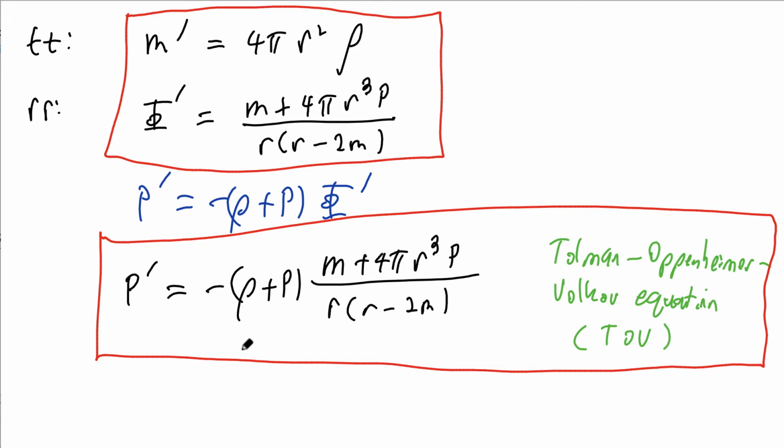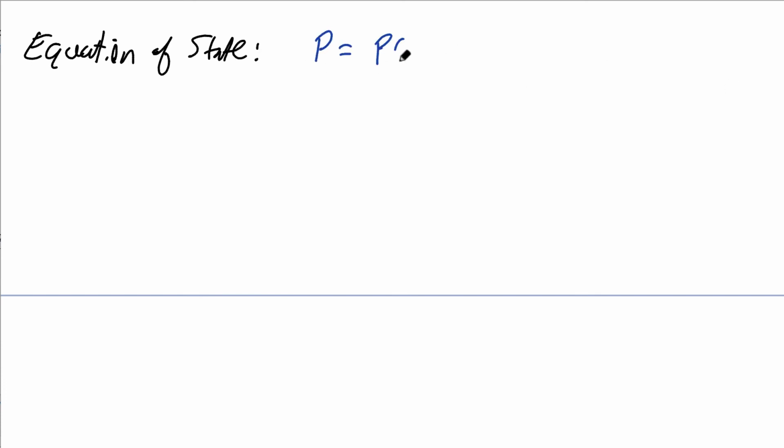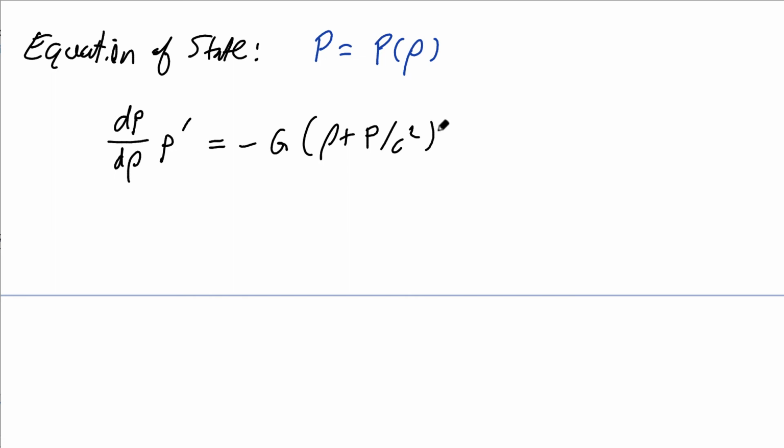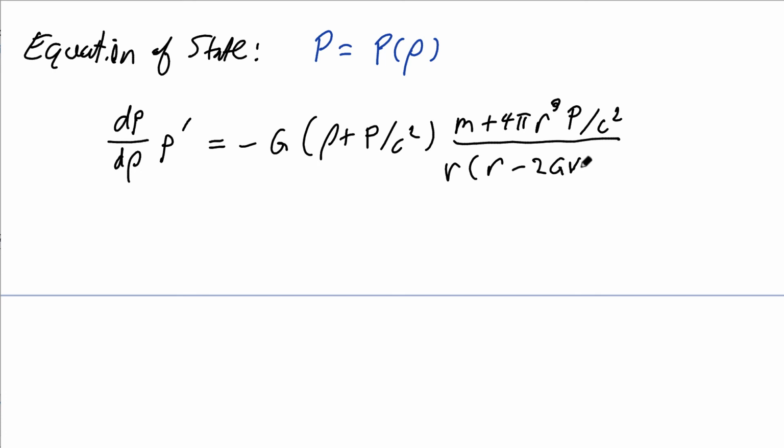Unfortunately, these equations can't be solved analytically for any equation of state that's even remotely realistic, but we can solve them pretty easily numerically. Let me indicate how to do that. First, why don't I rewrite these equations inserting all the factors of c and G. And remember, the pressure is given by an equation of state, which we assume has the form P is some function of rho. So the Tolman-Oppenheimer-Volkoff equation can be written as dP d rho times rho prime equals minus Newton's constant times rho plus P over c squared times m plus 4 pi r cubed p over c squared divided by r times r minus 2GM over c squared.